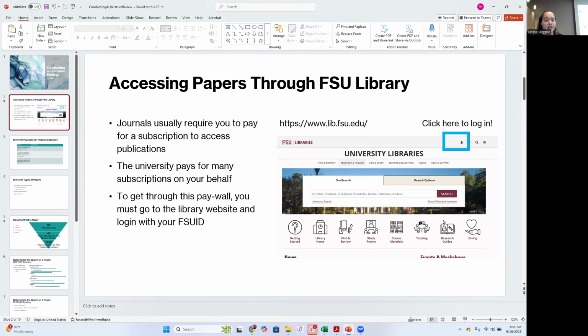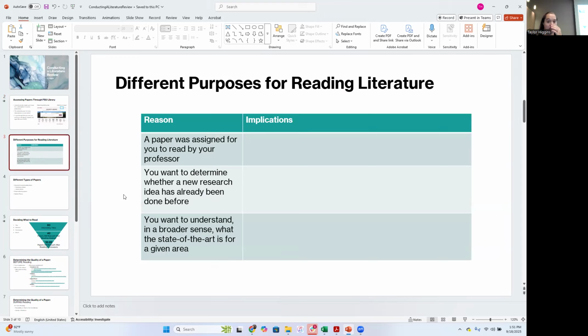Okay? So this is the magical thing that a lot of people don't realize when they first start doing a literature review for the first time. We've been through that before, so I'm gonna move on.